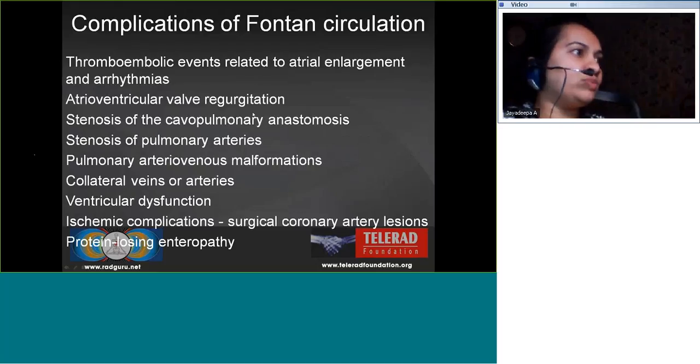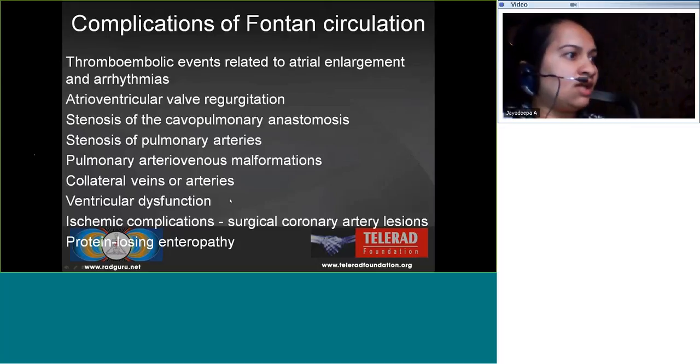Because there is atrial enlargement, it gives rise to thrombotic events and arrhythmias. There can be atrioventricular valve regurgitation. There can be stenosis of the cavopulmonary anastomosis, stenosis of the pulmonary arteries. Pulmonary arteriovenous malformations can arise because of the change in anatomy and the functional pressures. Collateral veins or arteries may evolve over a period of time.